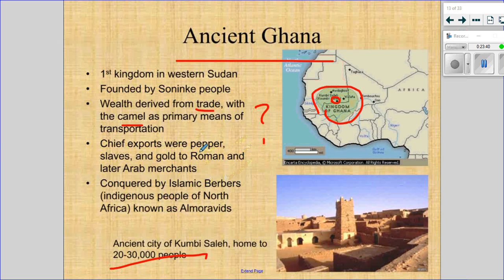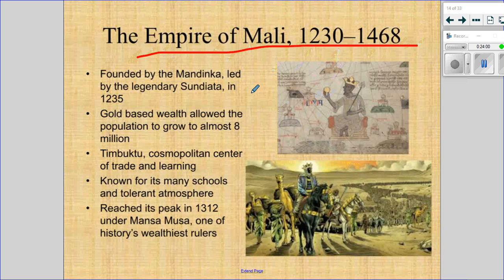Chief exports are pepper, spices were a big deal, slaves and gold to Roman and later Arab merchants. They're conquered by Islamic Berbers, who were indigenous people of North Africa, who we also call the Almoravids. The Empire of Mali lasts from about 1230 to 1468 in the Common Era. That's founded by the Mandinka, and they're led by Sundiata.